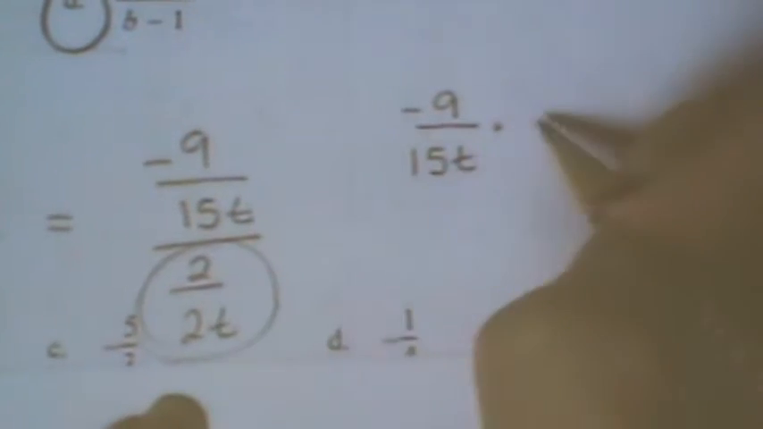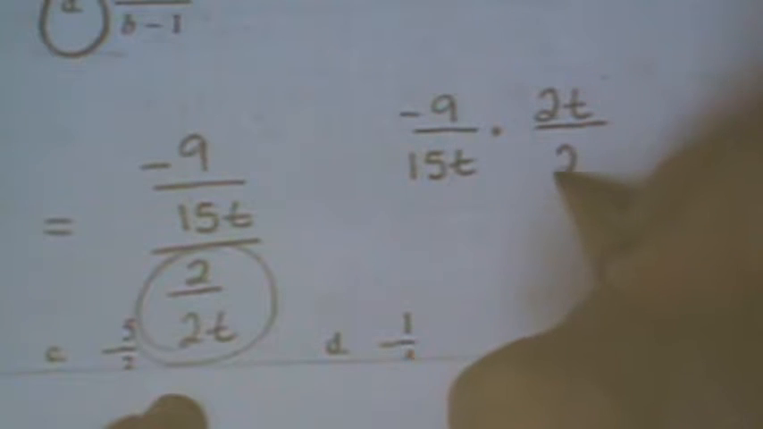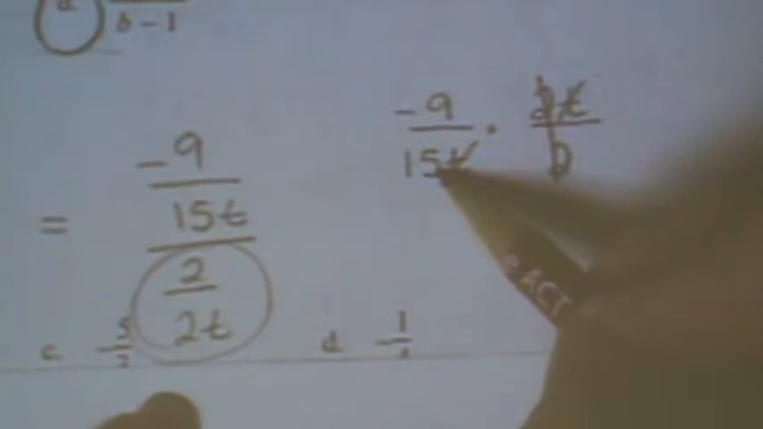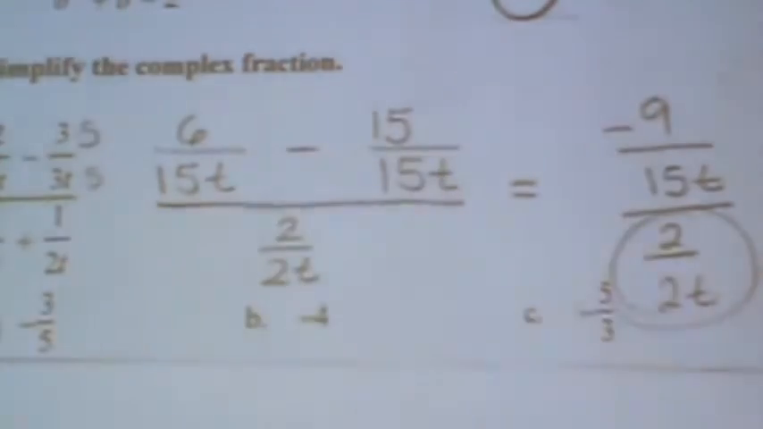Now you're going to flip the bottom and multiply. So -9 over 15t, you flip this one, so 2 t's on top and 2 is on the bottom. The 2's cancel, the t's cancel, and the 9 has a 3 and the 15 has a 3, common factor that cancels, so you have -3 over 5. The correct answer is A.